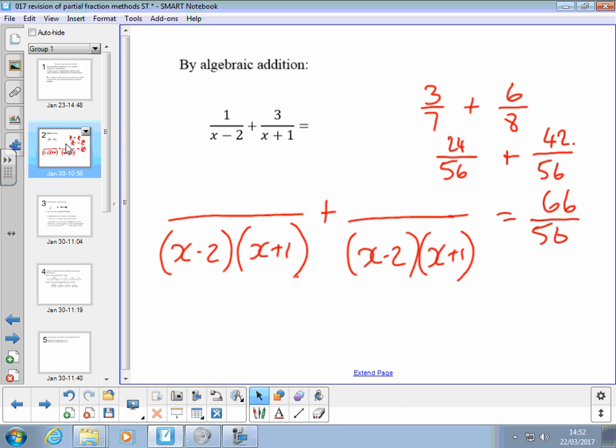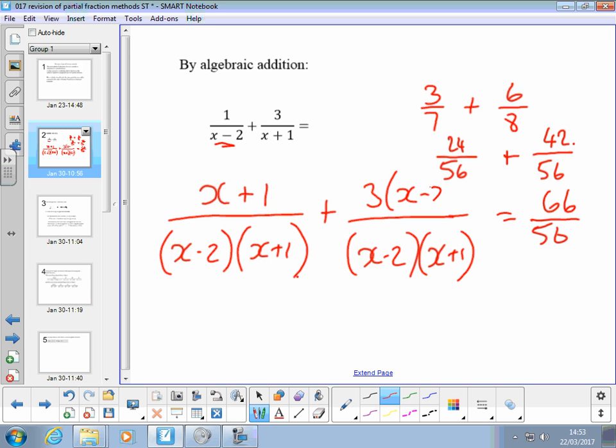Yeah, to get this fraction here, I've got to multiply the top by x plus 1. So that's simply 1 times x plus 1 on the top. Yep. And over this side, I had to multiply by x minus 2. So I've got to do 3 times x minus 2 there. Yep. All get that?